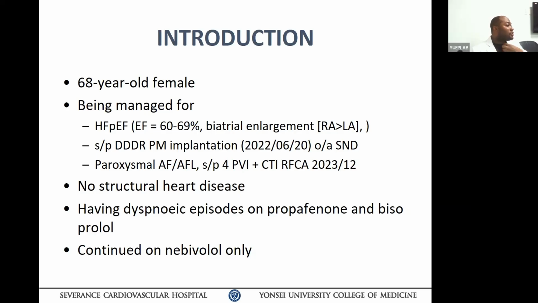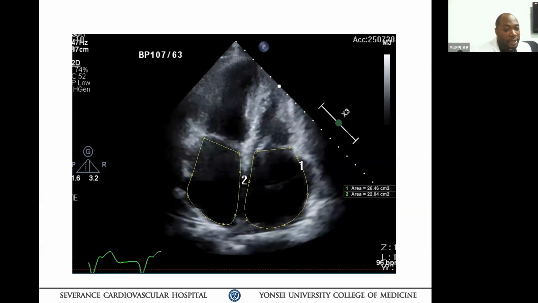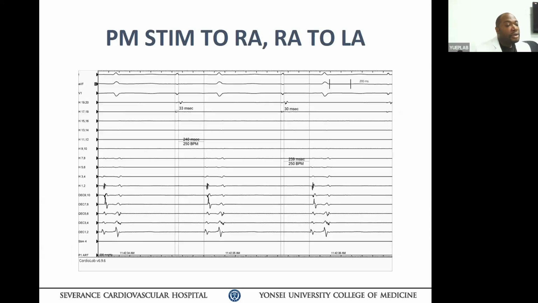She was brought back to the EP lab because of an atrial flutter. I didn't add that ECG, but she came for the atrial flutter, so we sent her to the lab. Before that, this is the X-ray showing the lead positioning, and we can see that things are where they are expected to be. And this is an echo showing the atrial sizes, the right atrium being larger than the left atrium.